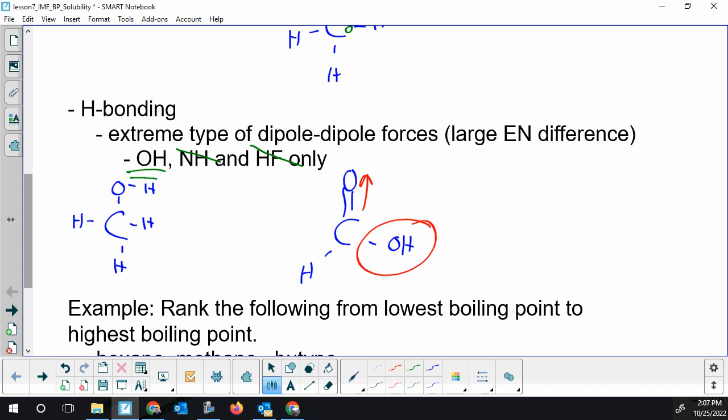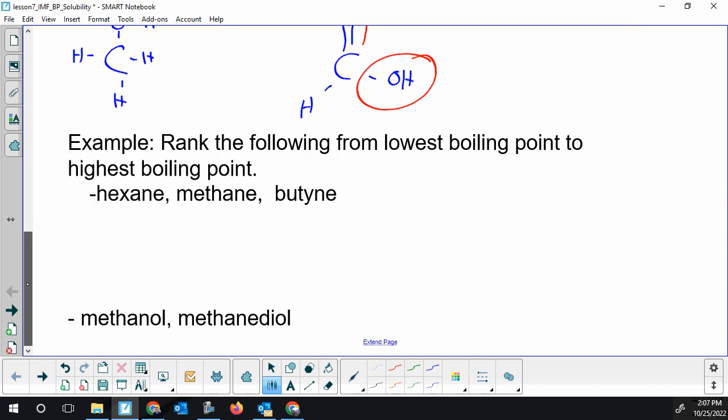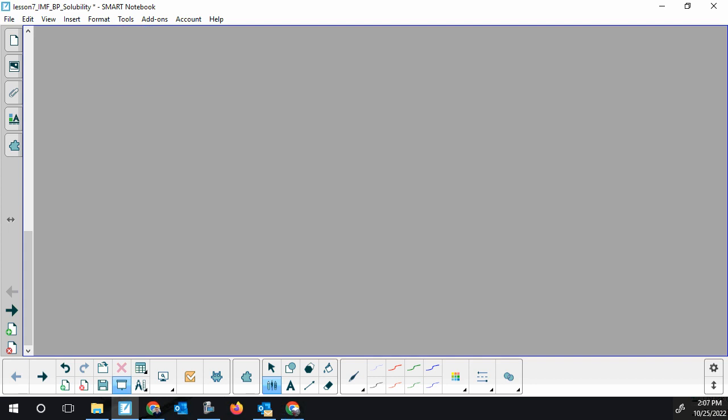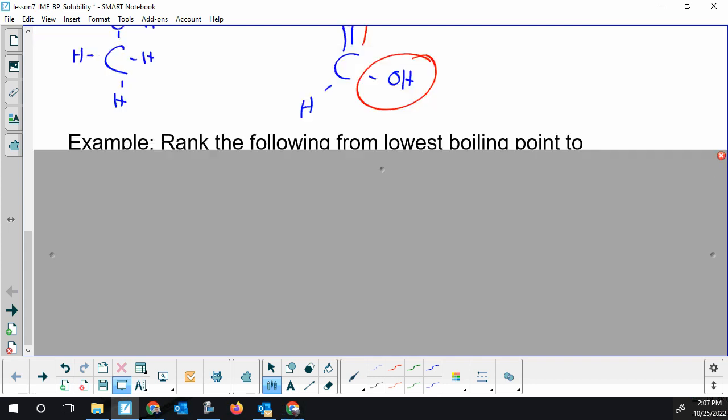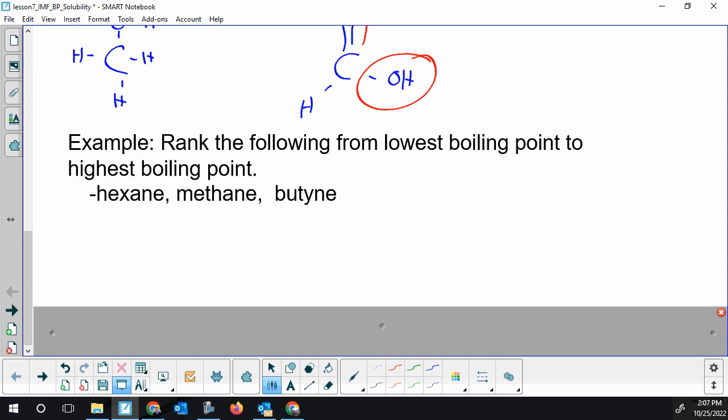So a couple examples before I'm going to do a forces by family summary. And then I'll ask you to apply your knowledge and do some ranking. I'm going to do some ranking first. In 2 slides, you'll do some. So rank the following from lowest boiling point to highest boiling point.